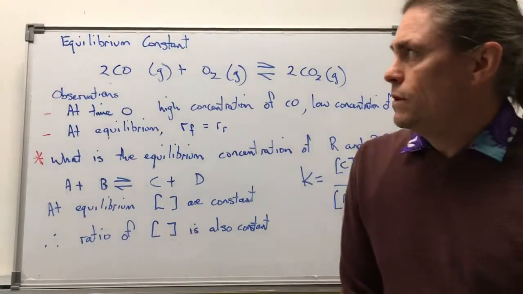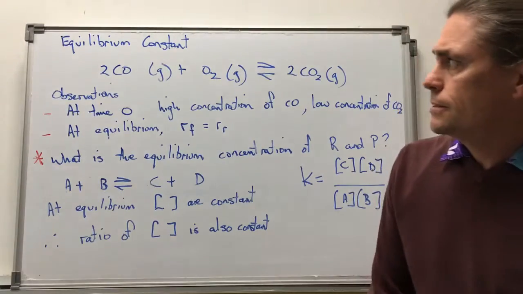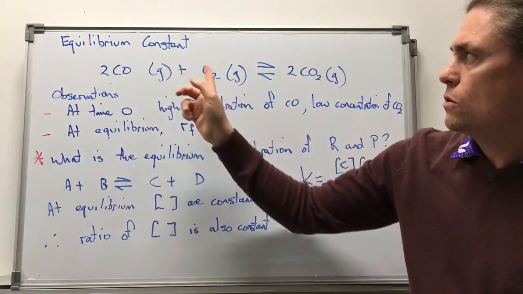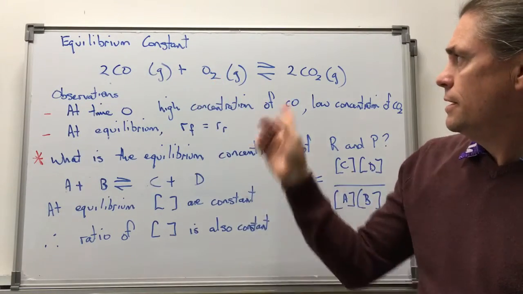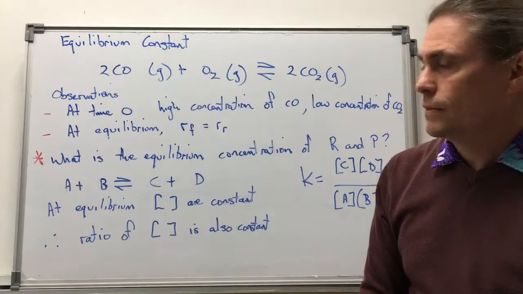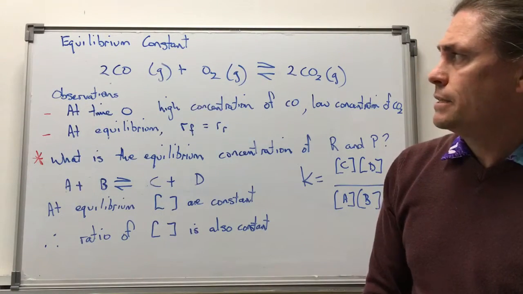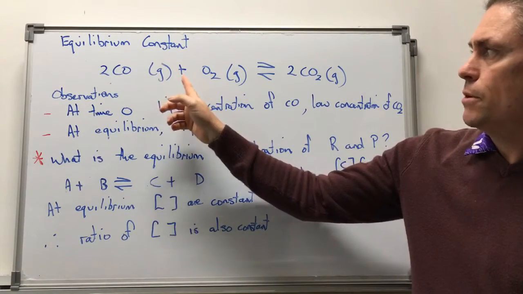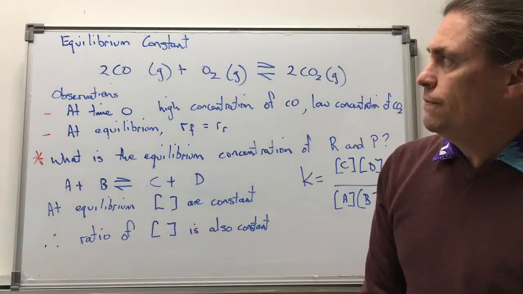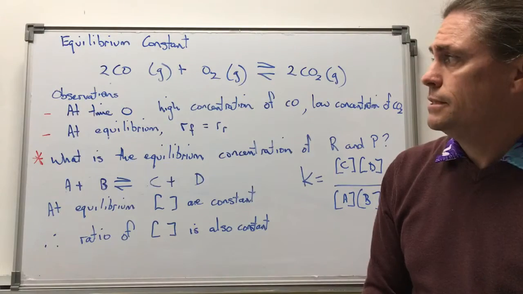Okay, let's have a look at equilibrium constants. To do that, we might take a simple reaction between carbon monoxide and oxygen to give us carbon dioxide. Now that's a reversible reaction, and at equilibrium, we'd expect to find significant concentrations of both our reactants and our products. We can make some observations about what happens in this system.